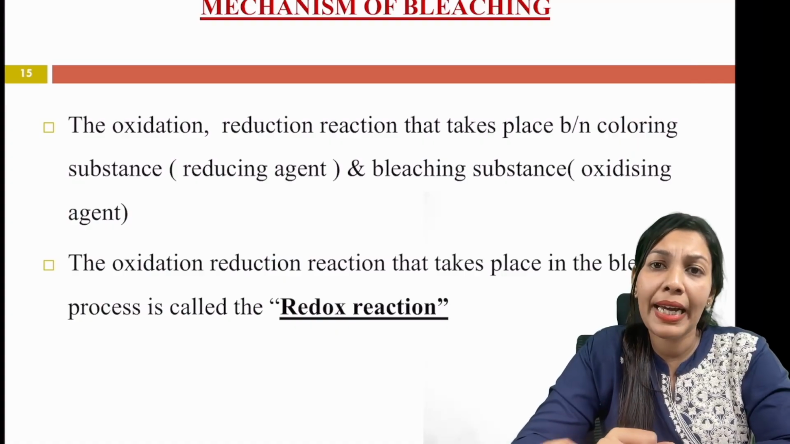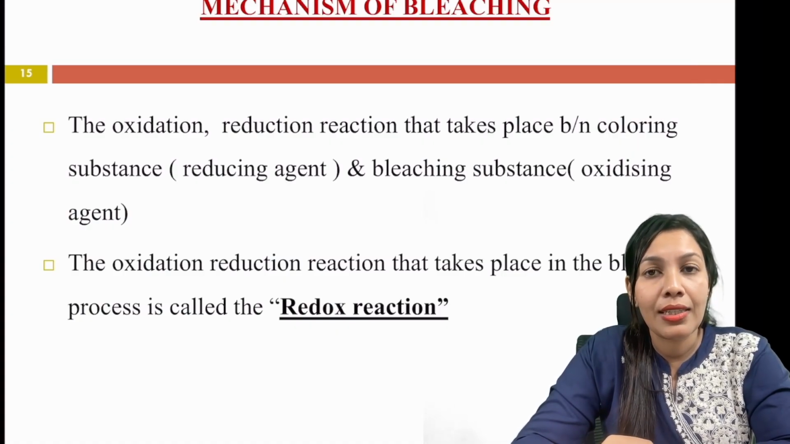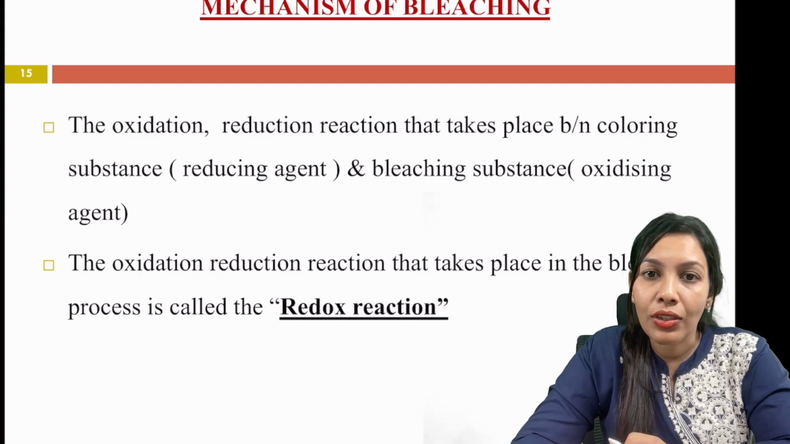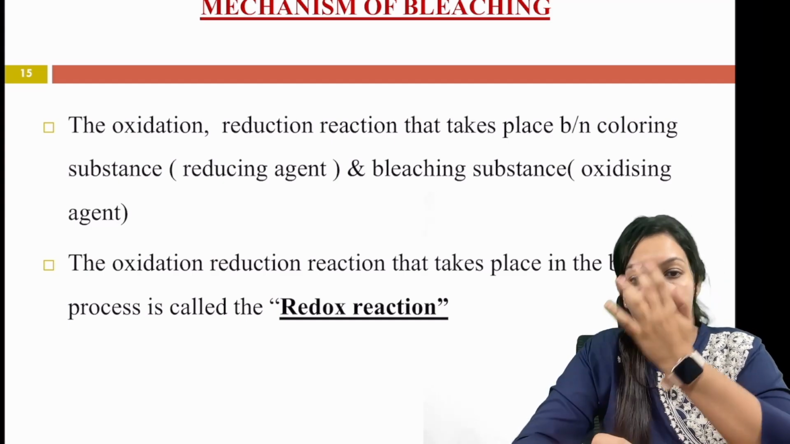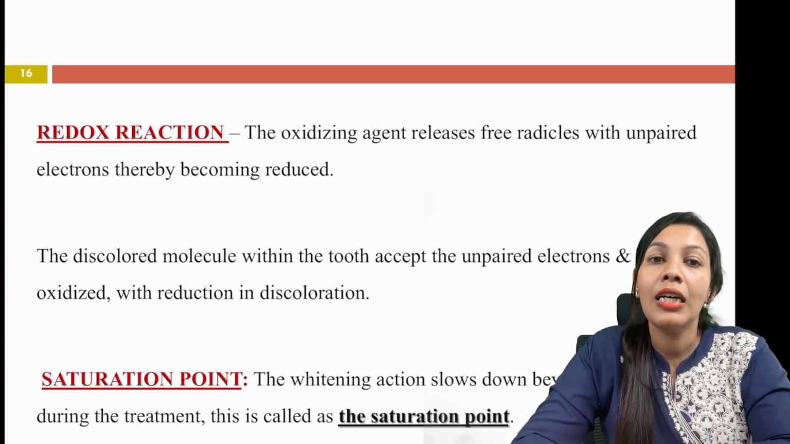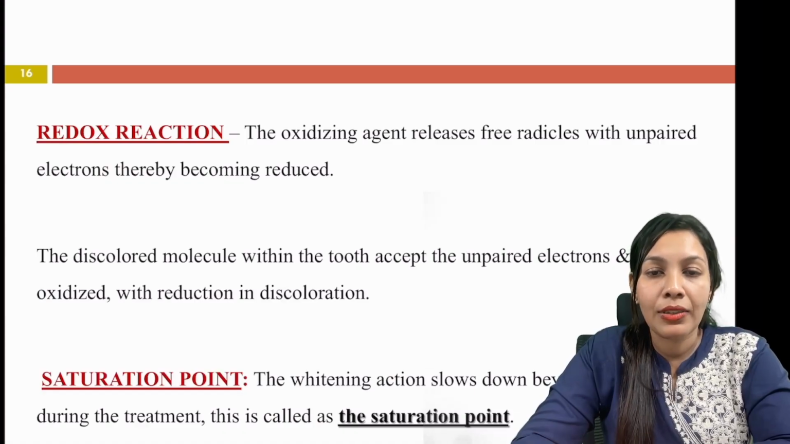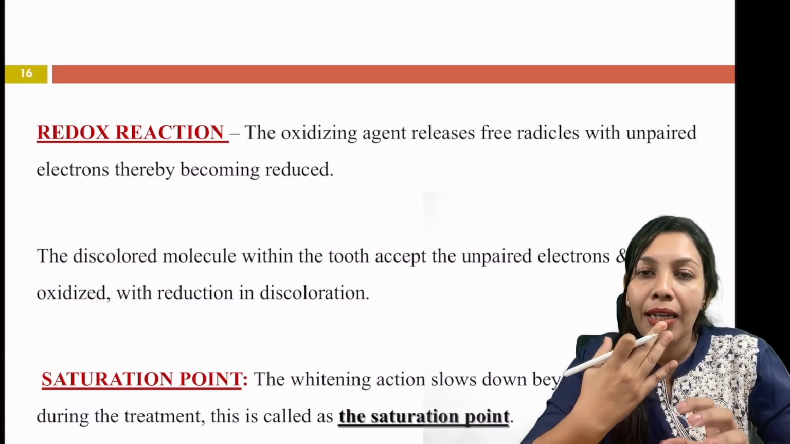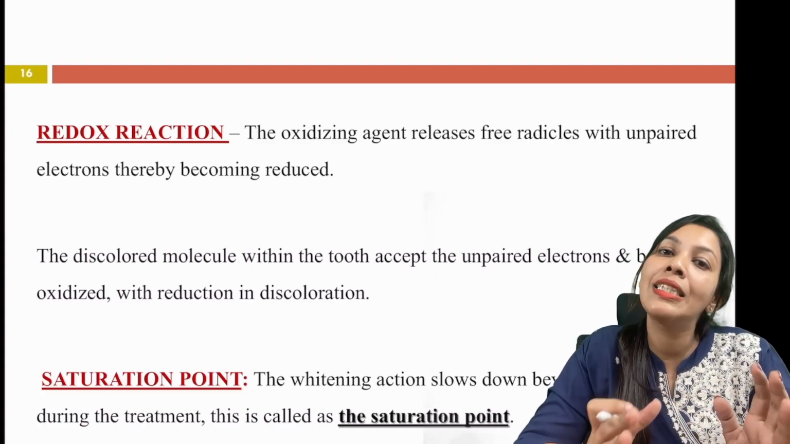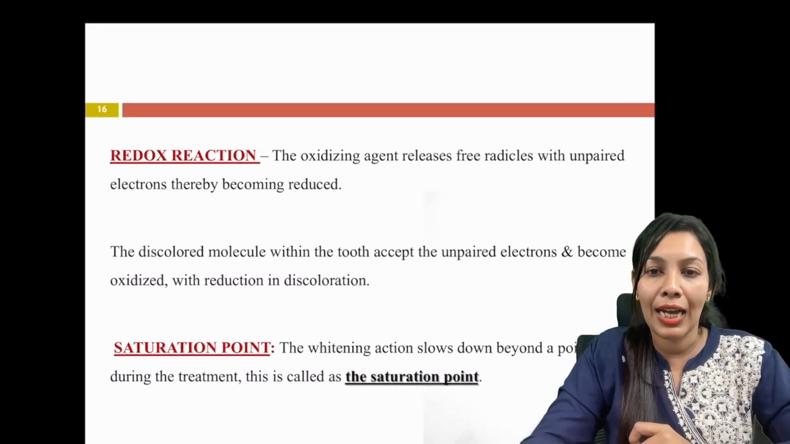So what is the mechanism of bleaching? Bleaching is actually a redox reaction. Redox means it contains a reducing agent and an oxidizing agent. So this oxidation and reduction lead to the redox reaction. There are certain terms that you need to know, and one of them is the saturation point. What is a saturation point? If we keep on applying a bleaching agent, there will be a particular point after which bleaching doesn't take place. That is called a saturation point.